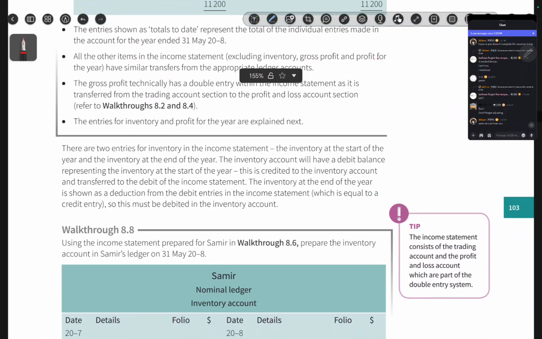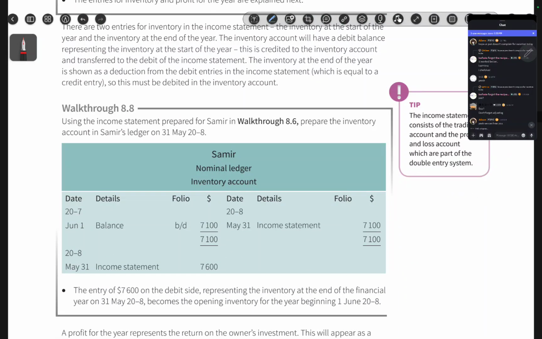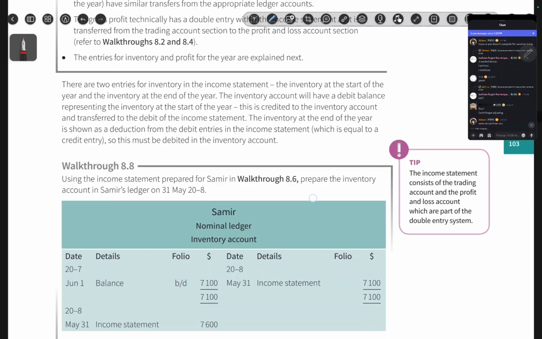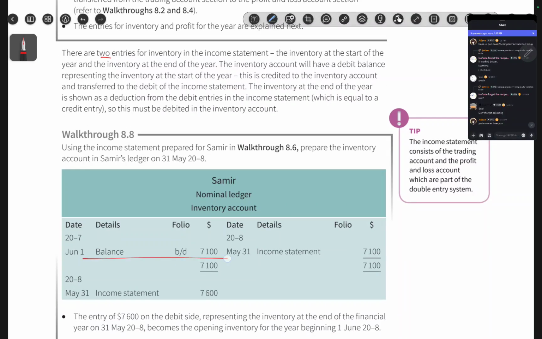Now for inventory account, it's something I never paid attention to, and I probably never understood it till like the end, and I just memorized the format as well. But yeah, it's pretty simple. There are two entries for inventory in the income statement. Why two entries? Because we have opening inventory and we have closing inventory. Okay, the inventory at the start of the year and inventory at the end of the year. The inventory account will have a debit balance representing the entry at the start of the year. Why is it a debit balance? Because inventory is an asset, right?